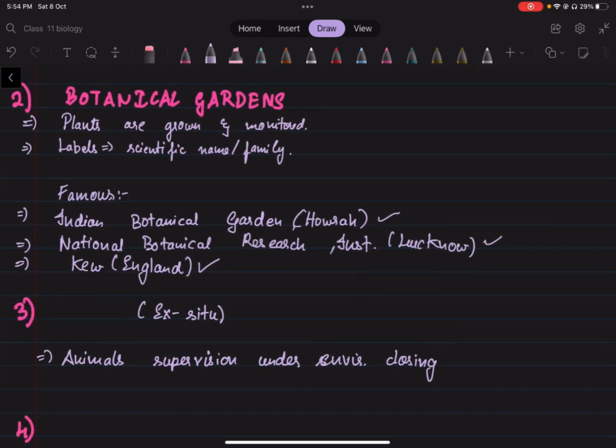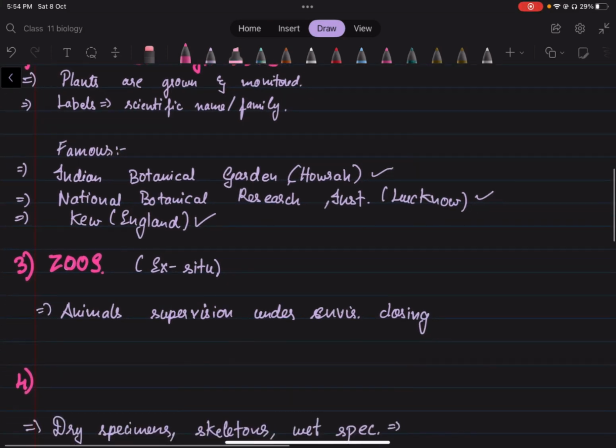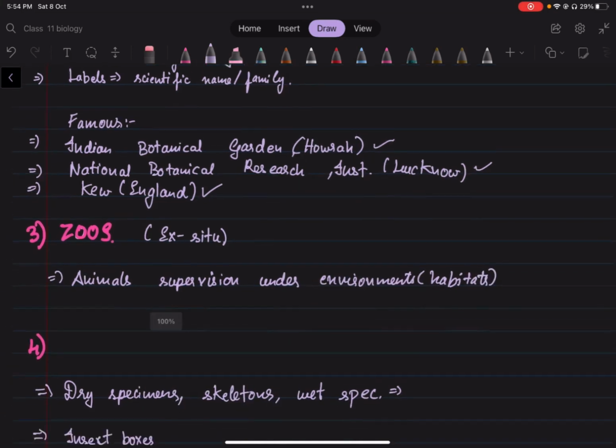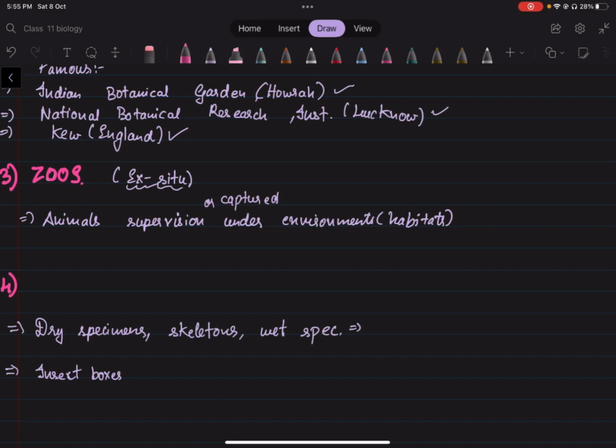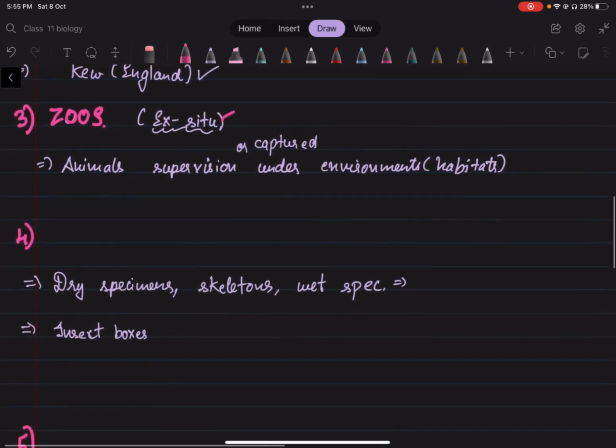And next, we have zoos. We all know what zoos are, right? Animals are kept under supervision, monitored closely, and kept in environments that closely resemble their habitats, right? Sometimes they're captured too and kept. So why is this called ex situ? I've written ex situ here. Ex situ means outside their natural habitat, and in situ means inside. An example for in situ would be natural sanctuaries, suppose, right?